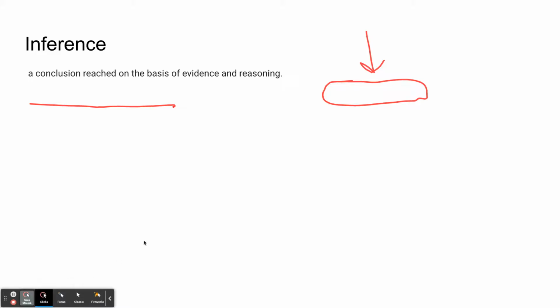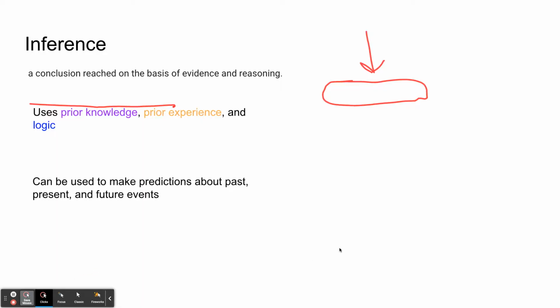So inference is different than an observation. An observation is just using your senses or counting or measuring. But an inference is that jump from what I saw and adding what I know, okay? So it's a conclusion reached on the basis of evidence and reasoning. What I like about this definition is that it gets to the point that we're using prior knowledge or prior experiences, and then we're adding logic to it to come up with what we think is happening.